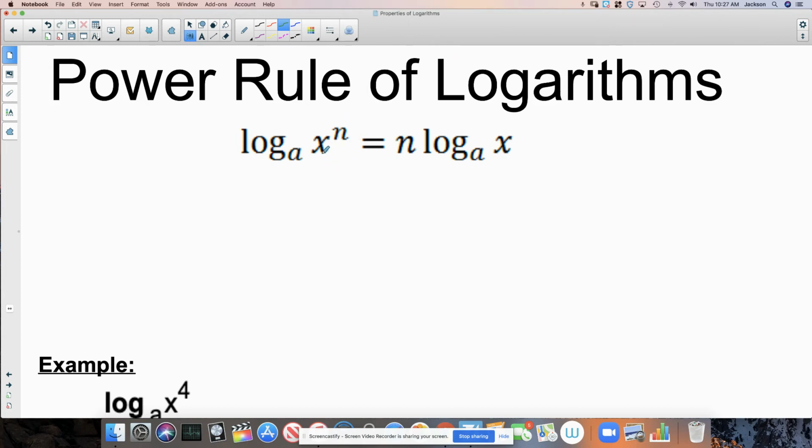Okay, another rule for logarithms. This one we're actually going to do a proof of because I think it's kind of fun and interesting and reinforces some ideas that we should be comfortable with.